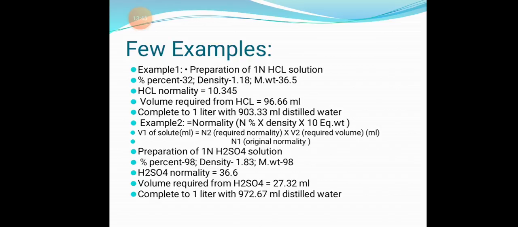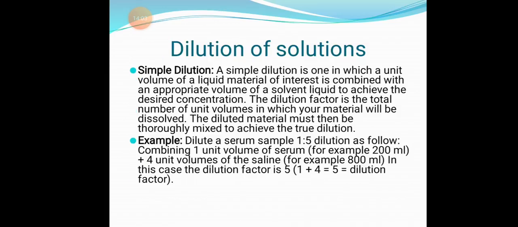Preparation of 1 normal H2SO4 solution. Percent 98, density 1.83, molecular weight 98. H2SO4 normality is equal to 36.6. Volume required from H2SO4 is equal to 27.3 ml. Complete to 1 liter with 972.67 ml distilled water.